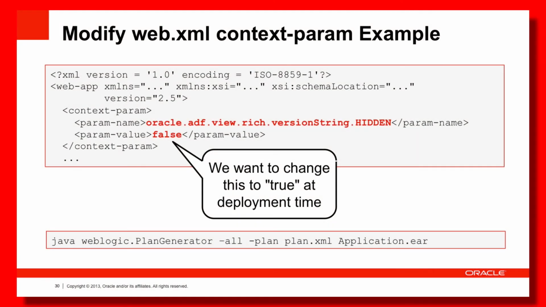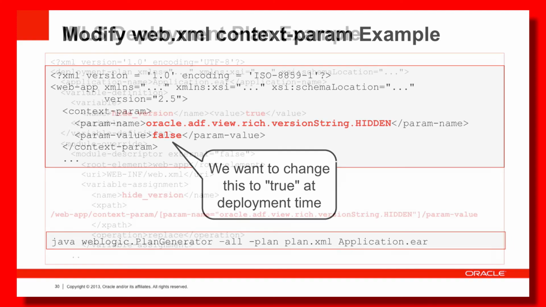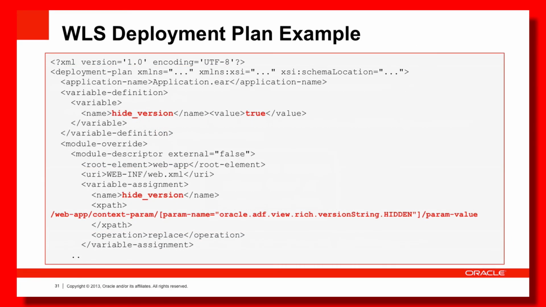So here we can see an excerpt from a web XML file, and a specific ADF context parameter, which is oracle.adfui.rich.versionstring.hidden. What we want to do at deployment time is change that value from false to true. So from the Java command line we execute java weblogic.PlanGenerator -plan plan.xml application.ear. And that gives us a WebLogic server deployment plan. What you can see here is an XML file, which you can then go in and modify to modify the files that you're interested in.